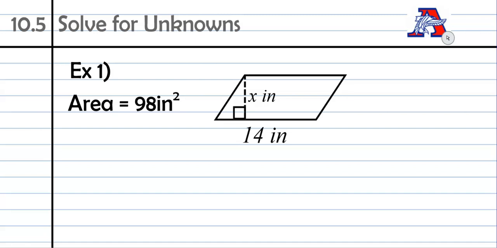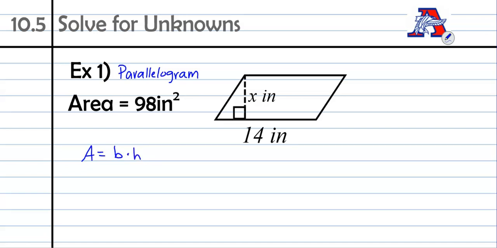First example, we're given a parallelogram, and we are given that the area is 98 inches squared. It looks like we're given some information, but not all the information in this case. So step one is to write down the area formula for the shape that you have. So this is a parallelogram. And the area for a parallelogram, the one we've been using, is just base times height.